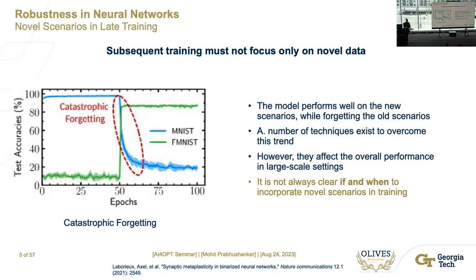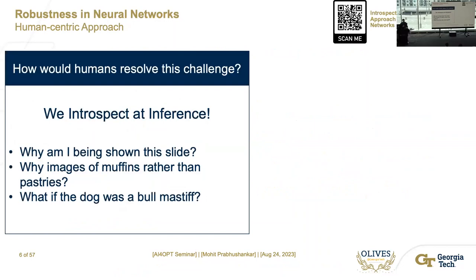So it's very hard to come up with a single solution or a single statement that I can make where neural networks are going to be good in terms of training for novel scenarios. So what would we do? What would humans do in this scenario? Well, the answer is that we introspect at inference.